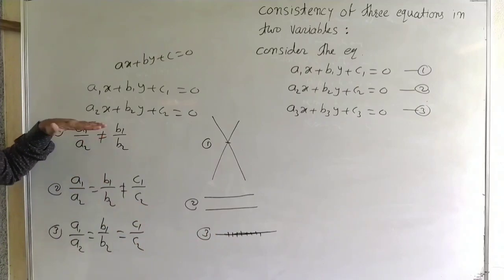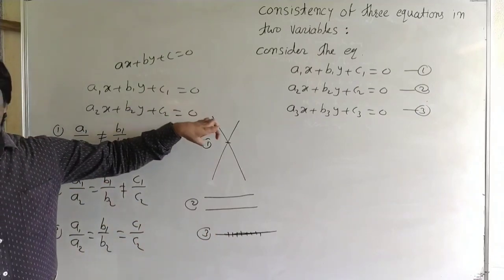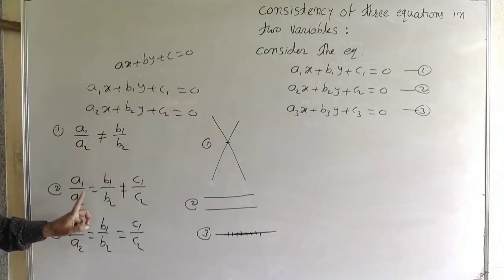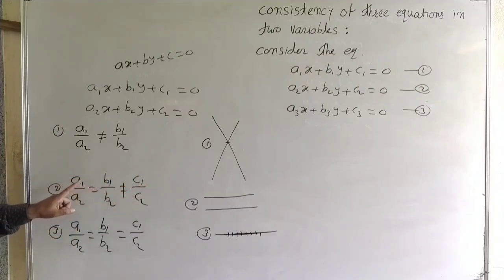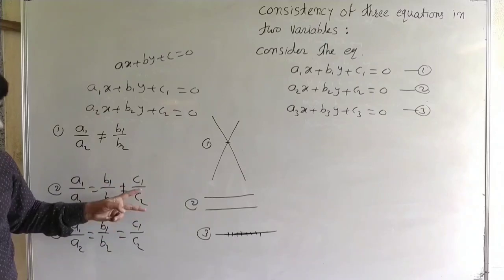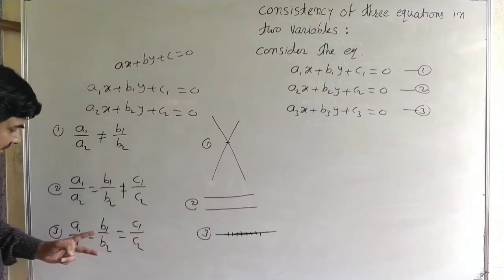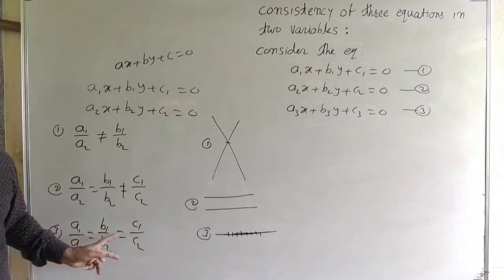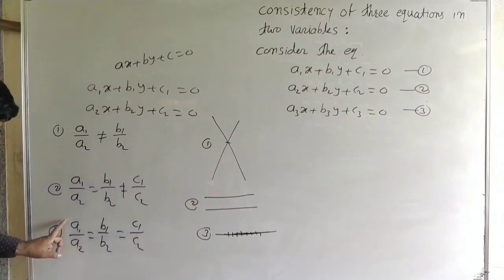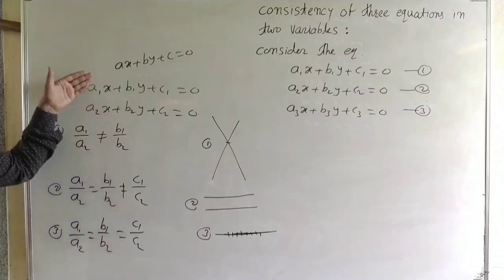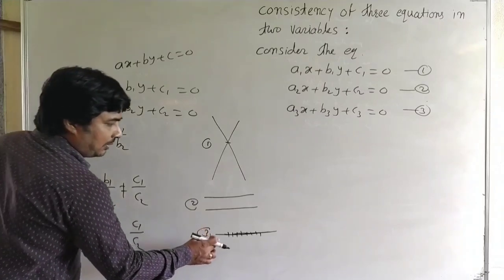In the first case, lines are consistent and have a unique solution. In the parallel case, lines are not consistent, therefore they have no solution. And in the coincident case, lines are consistent and have infinitely many solutions, where a1 upon a2, b1 upon b2 and c1 upon c2 are equal.